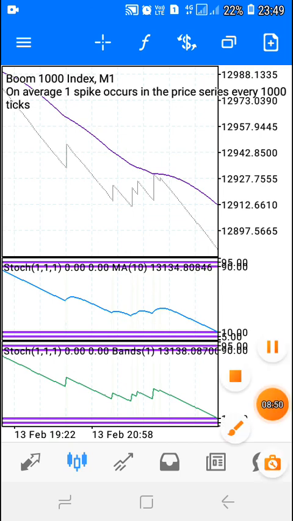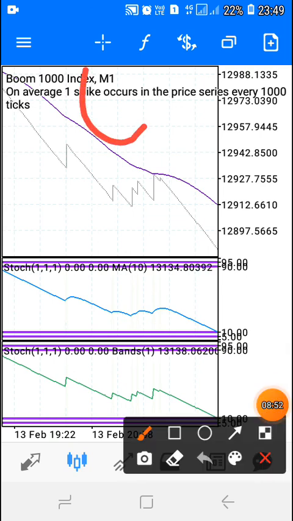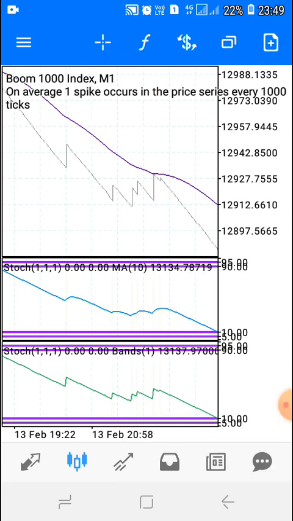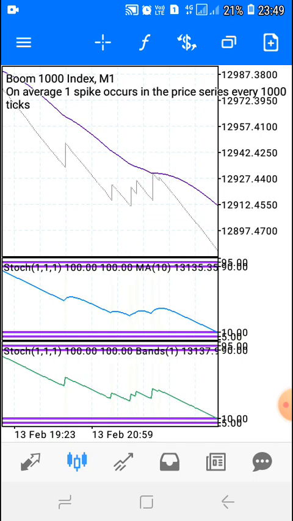To the newbies, make sure that you're on the 1 minute time frame. Over here you guys can see there's 1000. Do not use this strategy on other pairs like VIX 100 or anything like that. That is strictly for Boom and Crash.